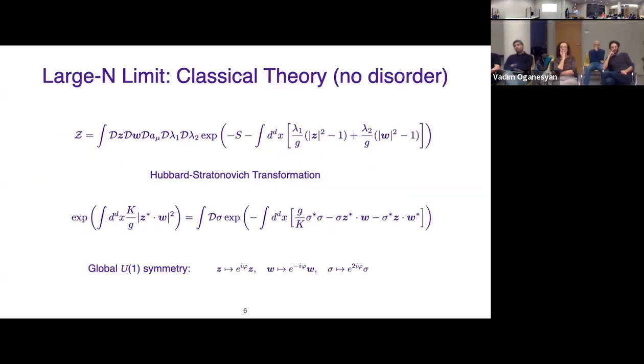Okay, then I do my proverbial Hubbard-Stratonovich transformation for this term and introduce essentially a complex field which I call sigma, with sigma and sigma star, of course. So Z transforms as e to the i phi, W as e to the minus i phi, because they transform in opposite ways, but sigma transforms as e to the 2i phi.